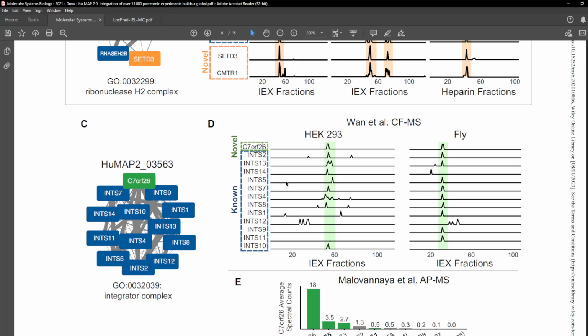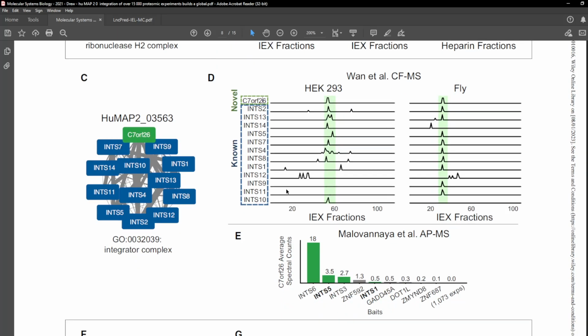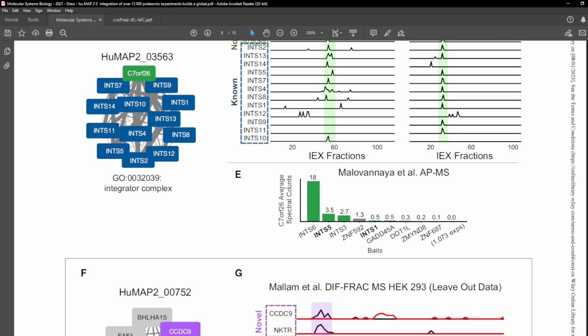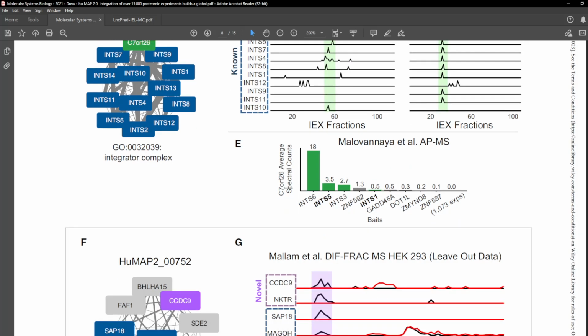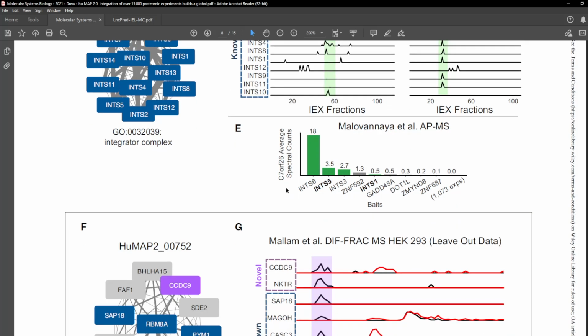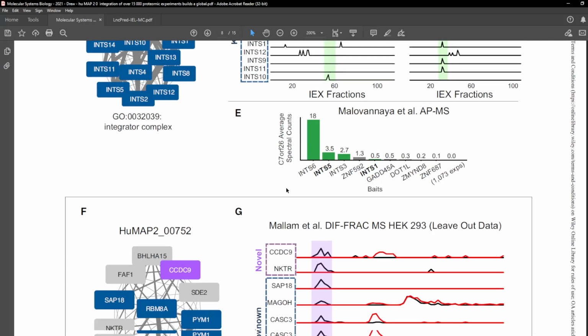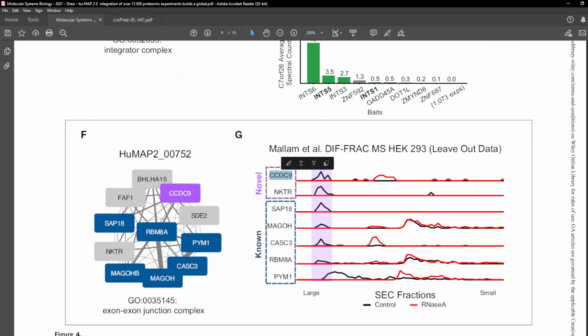The uncharacterized protein, CCDC9, is identified as co-complex with the exon-exon junction complex, EJC, a ribonucleoprotein complex involved in splicing. Sparkline elution profiles from the independently collected RNA-DIFFRAC size exclusion chromatography (SEC) experiments show CCDC9 co-elutes with known subunits of the EJC when RNA is present, black. The elution profiles also show CCDC9 is sensitive to RNase treatment, shift of elution peak between black and red profiles, as are the subunits of the EJC, further supporting CCDC9's participation in this known ribonucleoprotein complex.